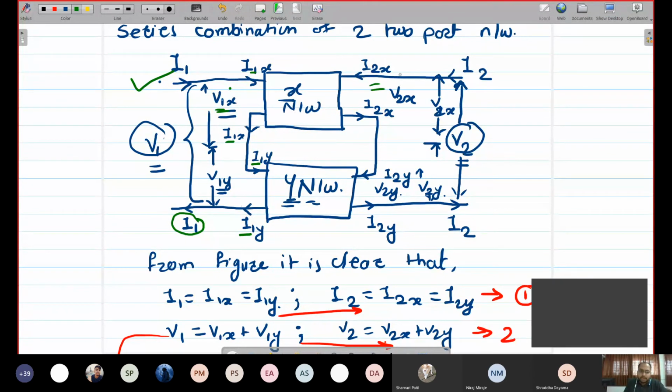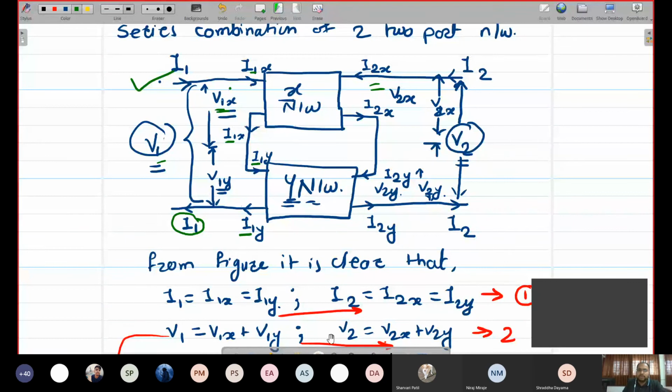Okay. Remember that the voltage V1 is going to get divided, because this is nothing but a series connection. Whenever a series connection is there, voltage is going to get divided across those resistors. So that's why we have represented V1X and V1Y. Addition of these two is equal to V1 according to Kirchhoff's voltage law. Yes. Okay. And then from this diagram, we have understood something, and that we have written over here.